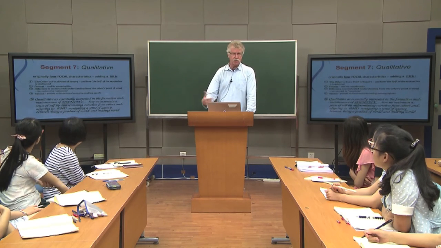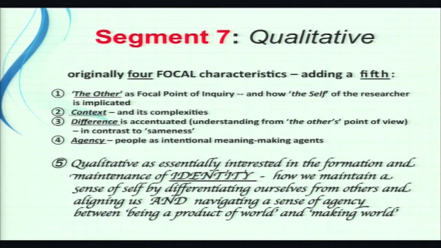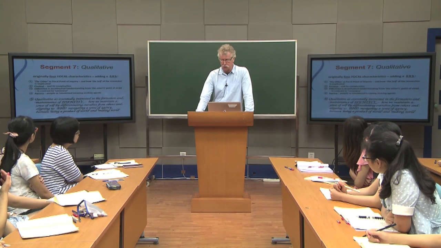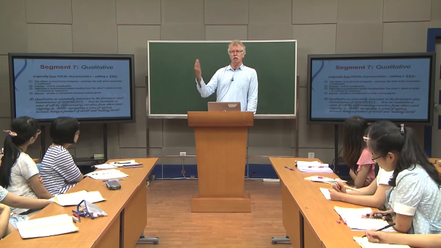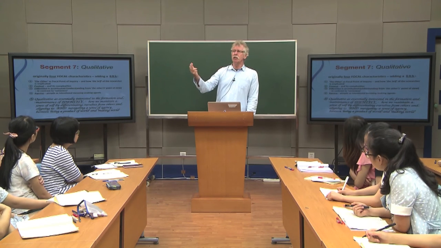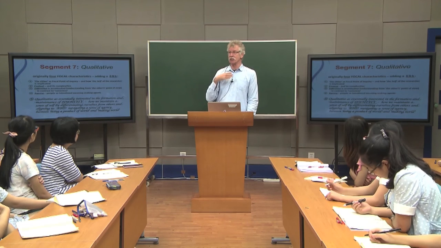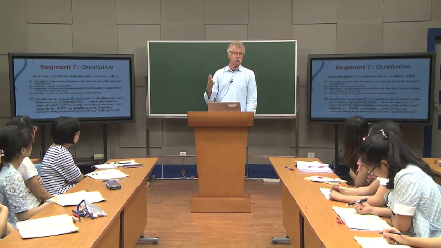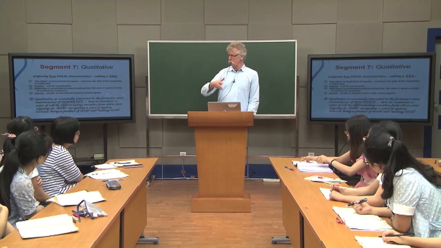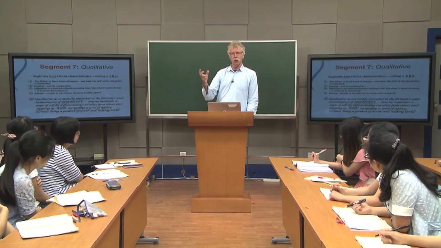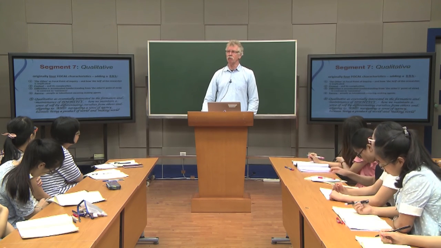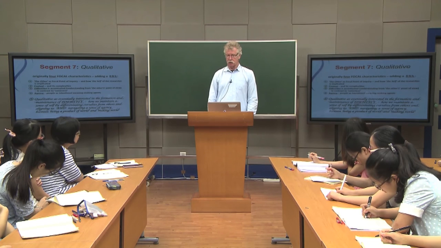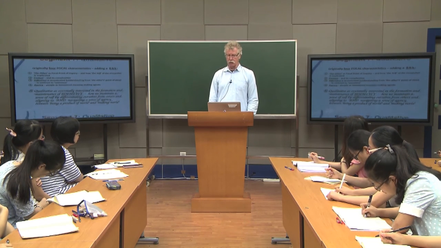So this is the slide to sum this up a little bit and relate it back to identity. The formation and maintenance of identity: how people maintain a sense of who they are, a sense of self, and navigate what I called in segment four the direction of fit. On the one hand, we think of ourselves as the product of our world, parents, friends, etc. On the other hand, we have an impact on our parents, our children, our students, the world. How we navigate this, these are issues of identity, of sense of self, and this is exactly captured in qualitative inquiry.